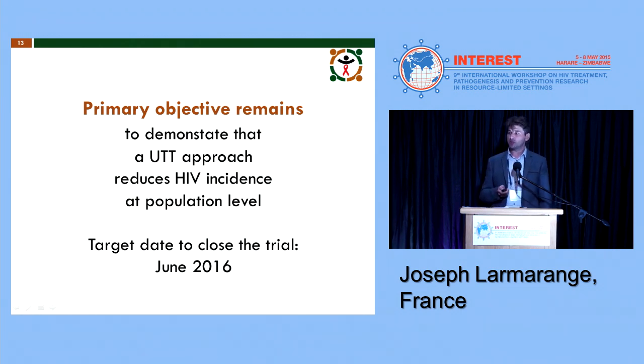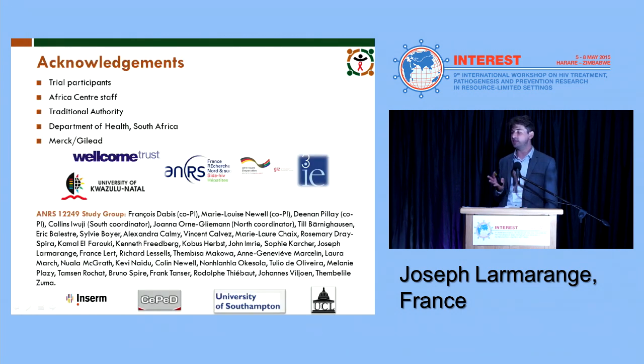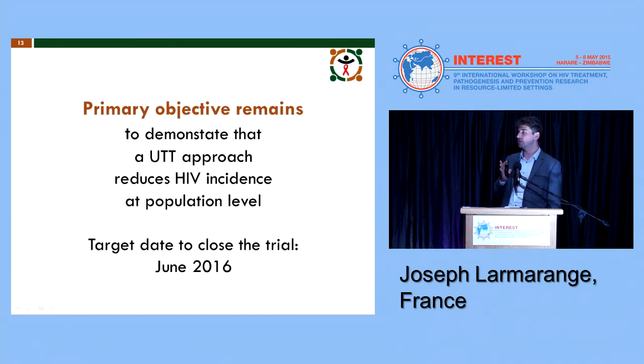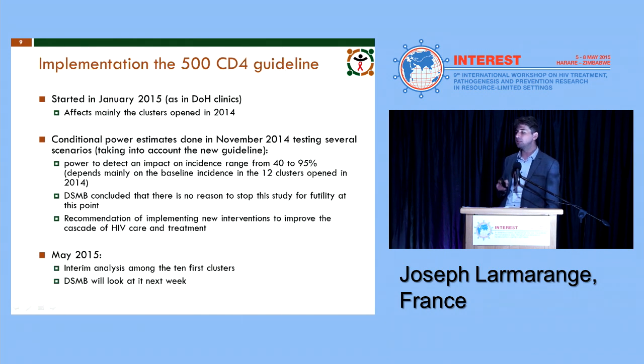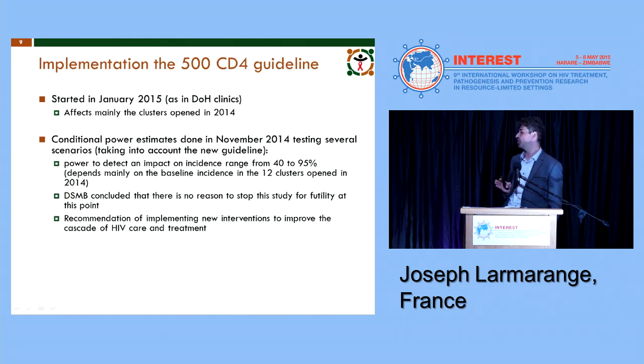So in November 2014, we did some conditional power estimates, testing several scenarios, taking into account the new guidelines and making several hypotheses in terms of incidence. In fact, the power to detect an impact on incidence ranges from 40 to 95% according to different scenarios, but it depends mainly on the baseline incidence in the 12 new clusters we just opened last year. We don't have any observed information for these 12 new clusters, and we are currently finishing the current survey round, the second one, and we need to have 2 rounds to estimate incidence.